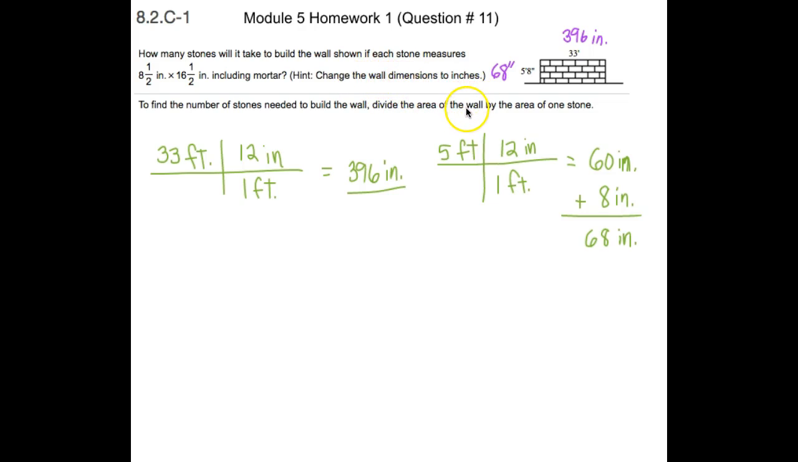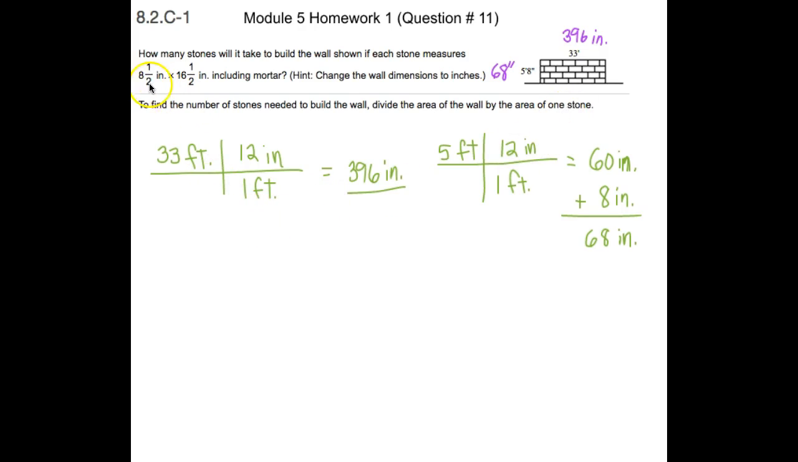This problem is interesting to me because we are actually thinking about installing pavers, and so I just did the same calculation last week, trying to figure out how many we would need. So I went ahead and did some of the grunt work here by changing the feet into inches, as it suggests. I took 33 feet, converted it, and then 5 feet was 60 inches, and then I added the extra 8 inches there. So this height would be 68 inches, and then the length is 396 inches.